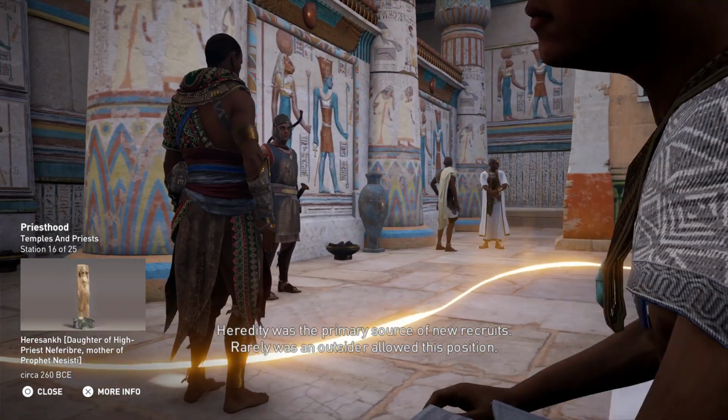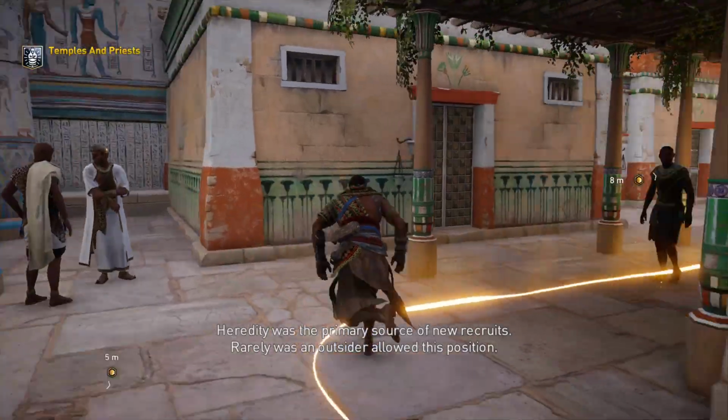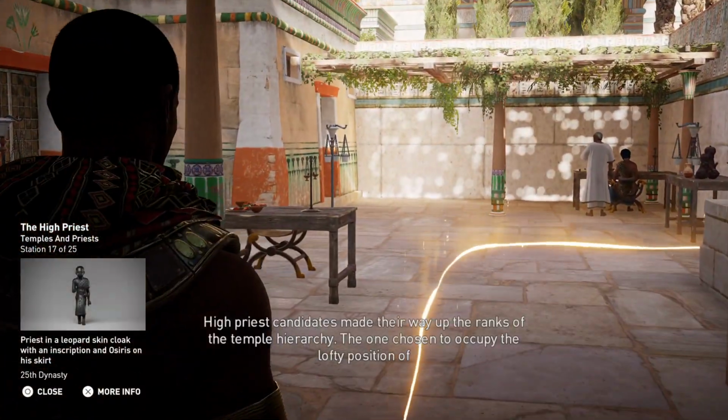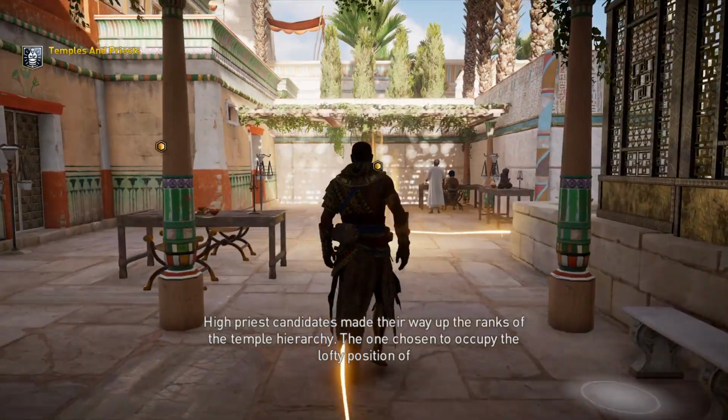Heredity was the primary source of new recruits. Now this position. At the high priest, candidates made their way up the ranks of the temple hierarchy.